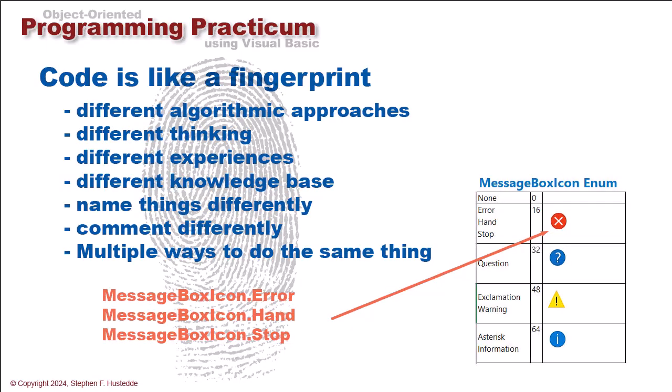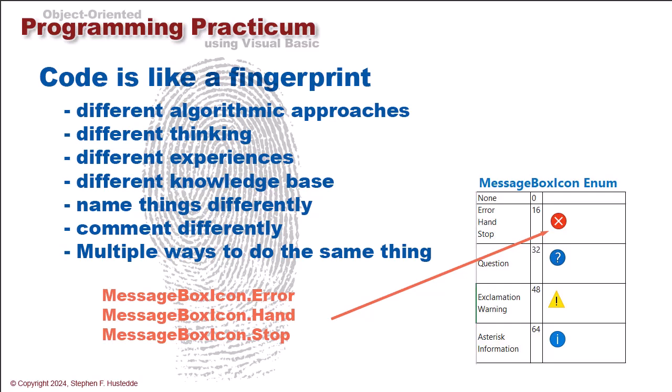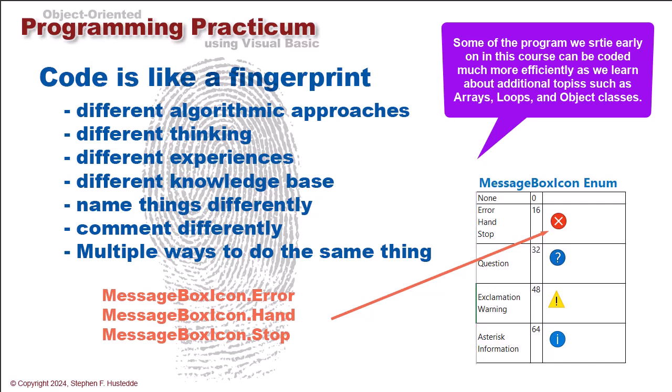Heard me say previously that code is like a fingerprint. No two programmers code exactly the same. We each have different algorithmic approaches into solving a problem. We think differently, which generally is that different algorithmic approach. We have different experiences and we have a different knowledge base. There may be ways we can do things in a programming language that we're not even aware of.